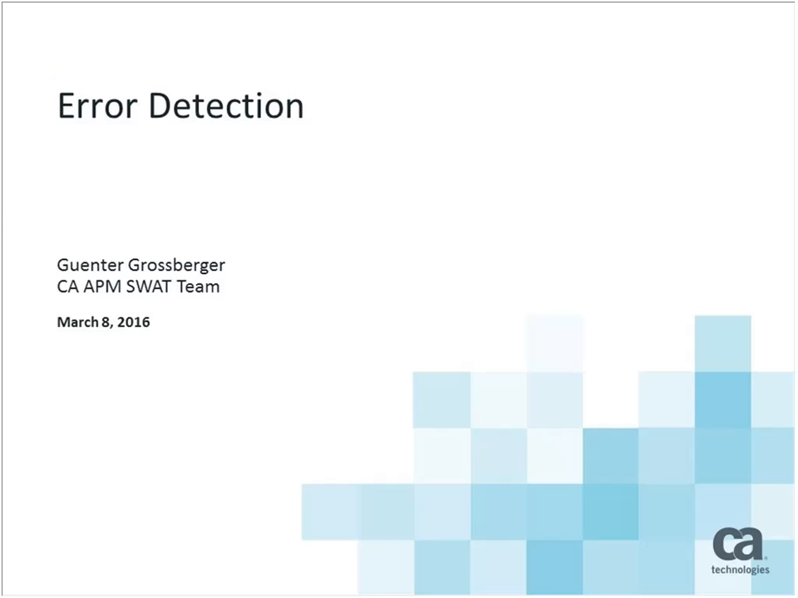Good morning. My name is Amber, and I will be your conference operator today. At this time, I would like to welcome everyone to the APM Global Community Webcast, Error Detection Conference Call. All lines have been placed on mute to prevent any background noise. After the speaker's remarks, there will be a question-and-answer session. If you would like to ask a question during this time, simply press star, then the number 1 on your telephone keypad. If you would like to withdraw your question, press the pound key. Thank you, Mr. Gunther Grossberger, Senior Engineering Service Architect. You may begin your conference.